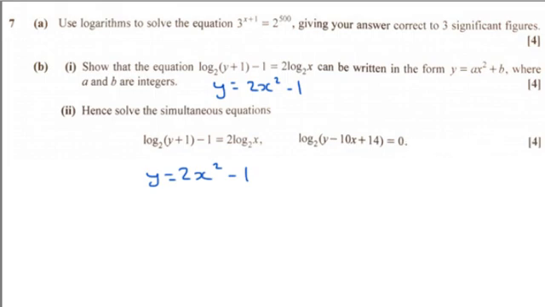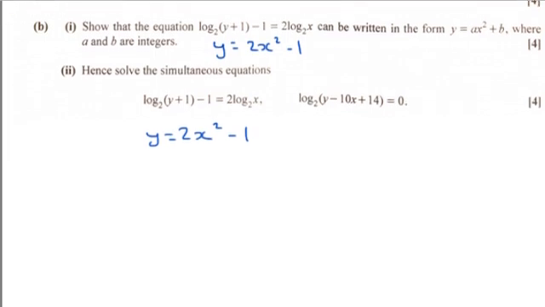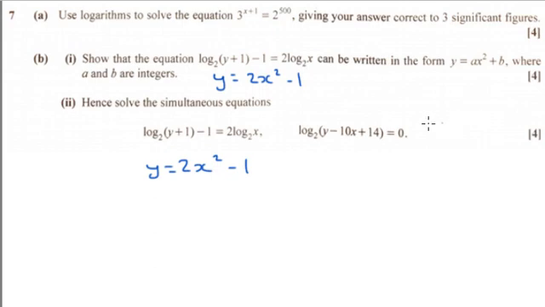Now we need to be asking ourselves what, when we log something, gives us an answer of 0. And the answer is 1. If we do log to the base anything of 1, we always get 0. So that tells me that y minus 10x plus 14 has to equal 1. You can check that on your calculators, but it has to be.